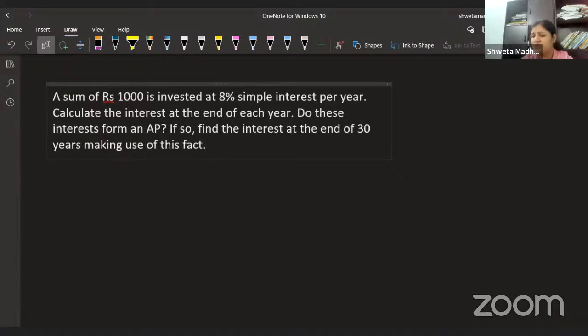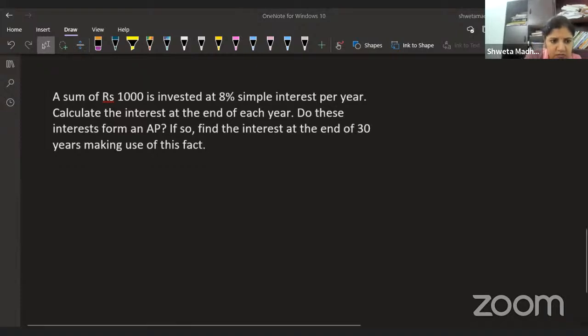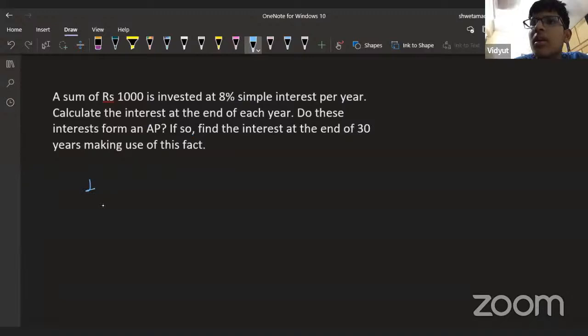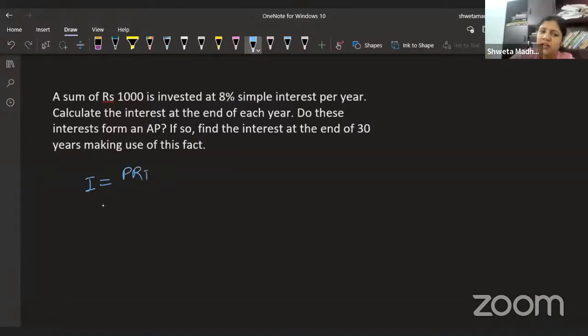A sum of ₹1,000 is invested at 8% simple interest. So principal is 1,000. Rate of interest is 8%. And the interest you have to calculate per year. So first, what is the formula for finding interest? For simple interest, it is PRT by 100, right?